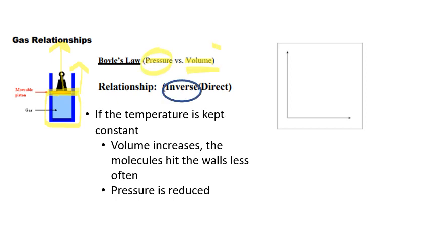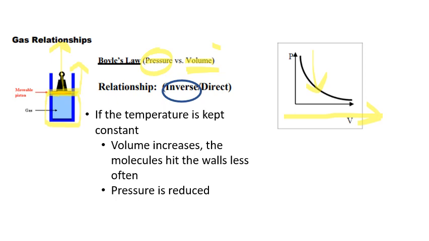In this case, we would say it's an inverse relationship, which means as one increases, the other one decreases. So as we increase the volume, going along the x-axis this way, the pressure decreases. As one thing increases, the other thing decreases.